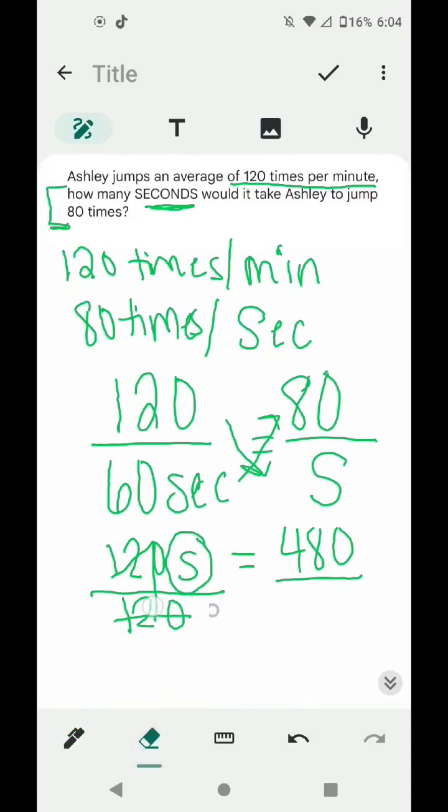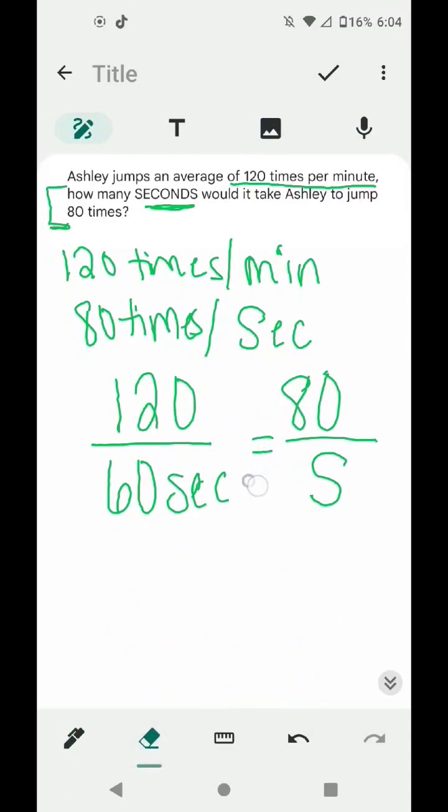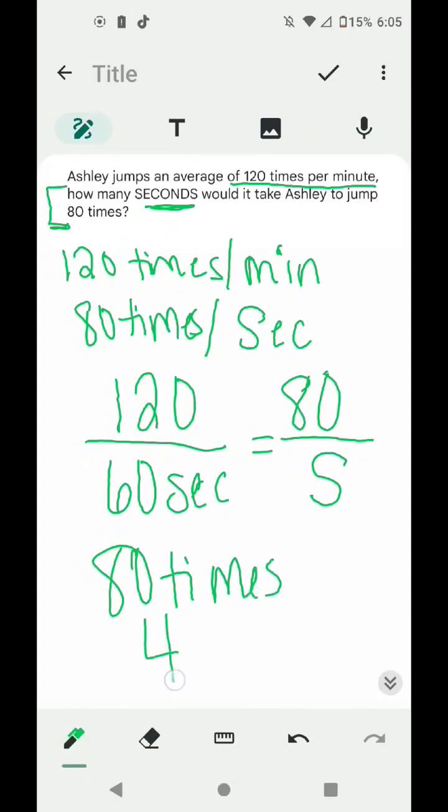There is also another way that you can solve this, but cross multiplication and division is usually the go-to method for multiple people, because it's just a sure way of making sure that you're going to get it right. All right, so therefore my answer is 80 times takes 40 seconds. Thanks.